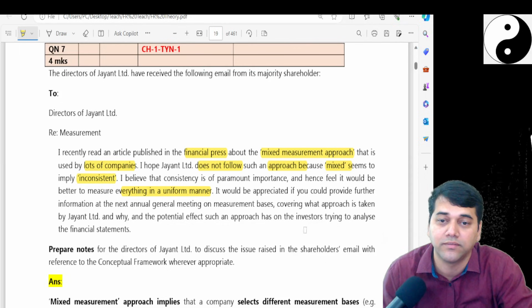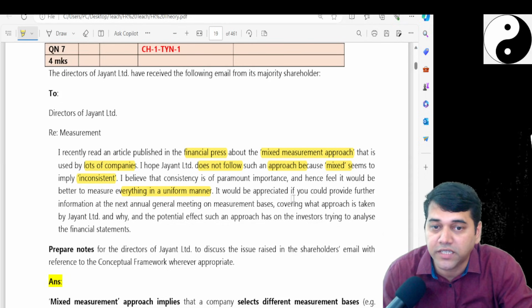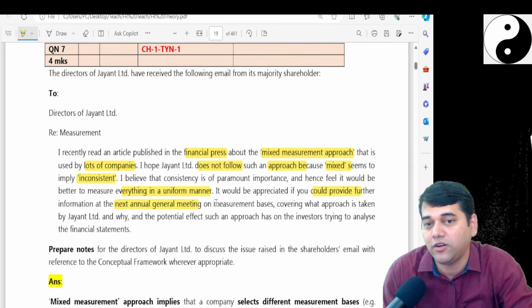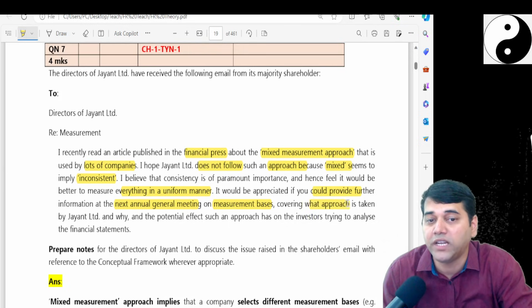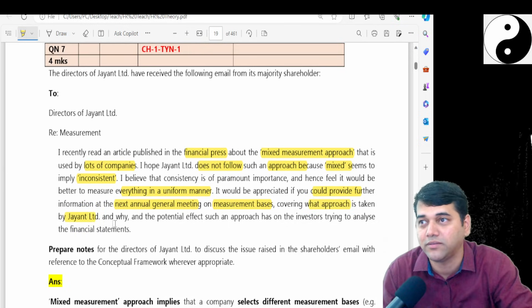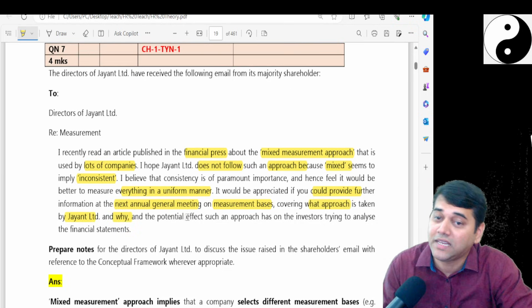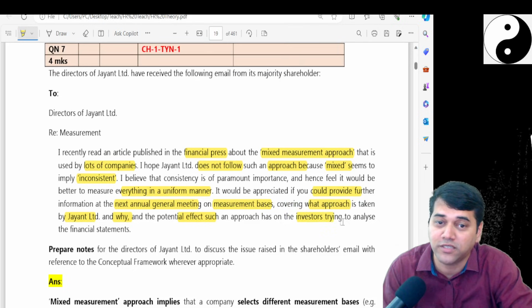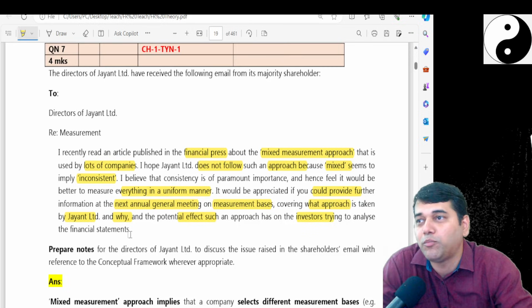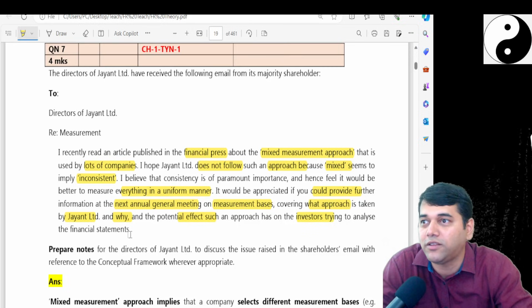a uniform manner. It would be appreciated if you could provide further information at the next AGM on the measurement basis, covering what approach is taken by Jayant Limited. Have you taken a mixed basis or a single basis? Why? And the potential effect of such an approach on the investors trying to analyze the financial statements. Can you help us? Now, one more work, your work is going to increase with all these things.